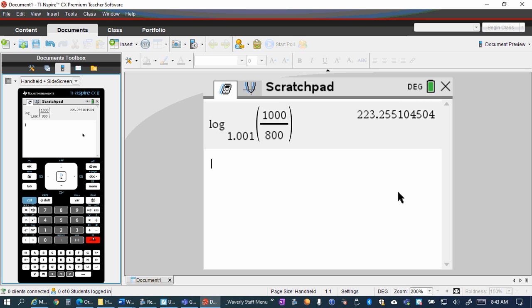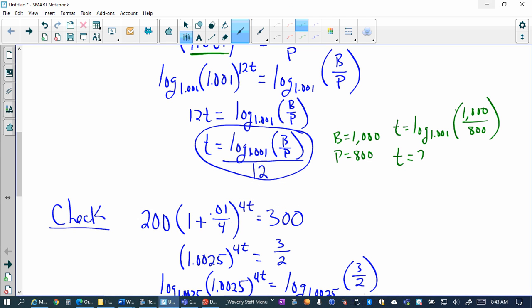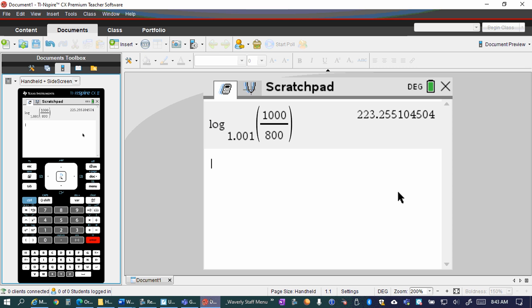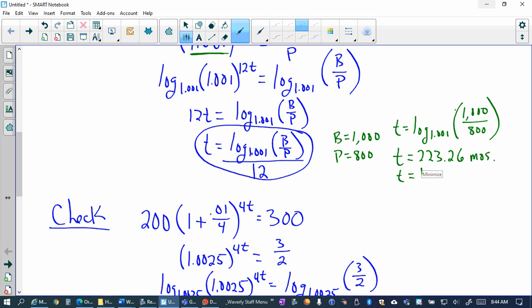So 223.26 months, and we're probably more interested in how many years, so we'll just divide that by 12. So take that result, I think we can just hit divided by 12. And we get 18.6 years for this to happen.